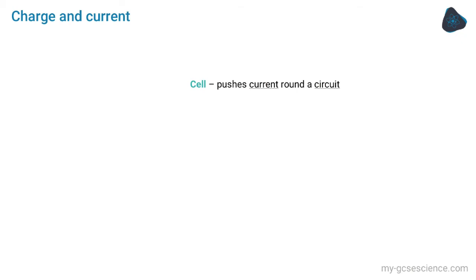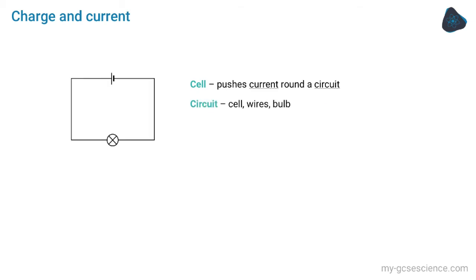We know from the circuit symbols video that a cell is something that pushes current round a circuit. Now, one of the simplest circuits we can build looks a little something like this. The current which comes out of one end of the cell flows around the wires, through the bulb, around some more wire, and then back into the other end of the cell. Now this current we're talking about is actually made up of moving electrical charges.